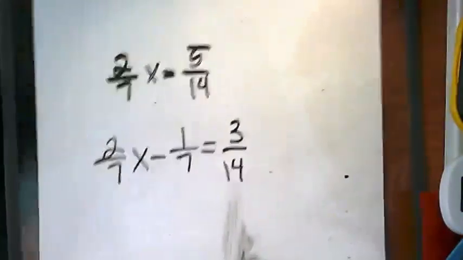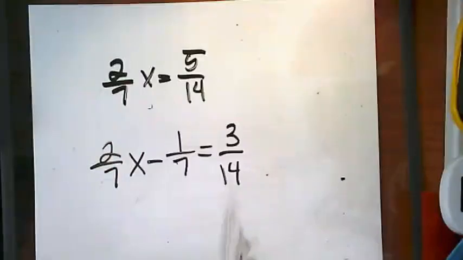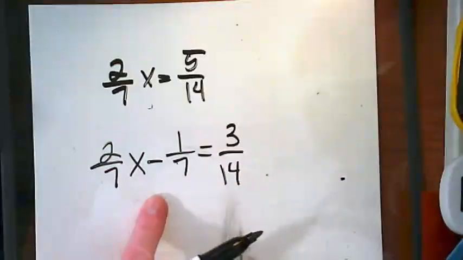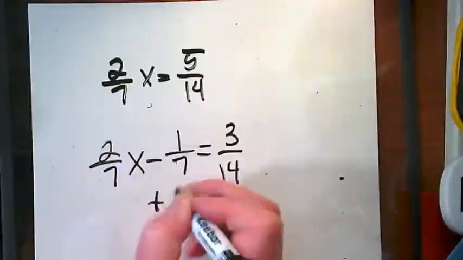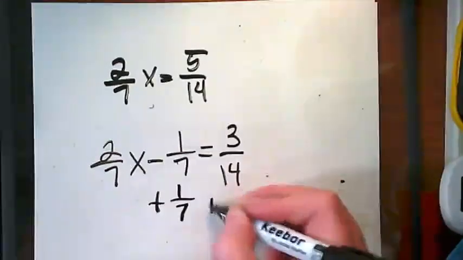To get 1/7 to be a zero, because it's a minus or a plus, right? Right now it's a minus or a subtraction. So I'm going to add 1/7 to both sides.